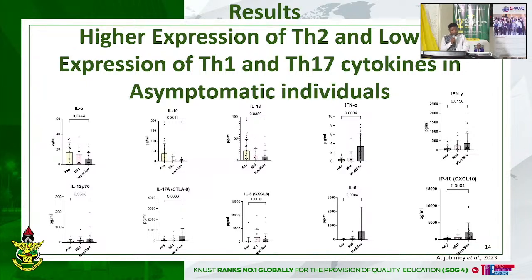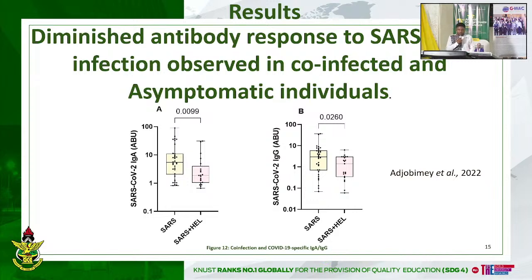Similarly, the moderate to severe individuals showed a higher expression of pro-inflammatory cytokines. And with these results, we also went further to find out how co-infection could affect the humoral immunity, the antibody immune response to SARS-CoV-2.